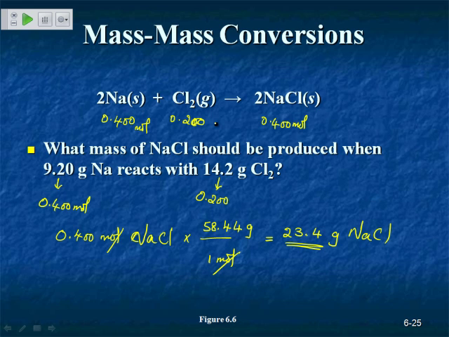0.200 moles of chlorine will tell you this should be 0.4 moles of NaCl, because you see the relationship is 1 to 2. So whatever amount of chlorine you have, double the amount of NaCl should be formed. If you use this one, you still have the same number. You need only the amount of one substance to calculate the amount of another. That's the beauty of stoichiometry. Just one is all you require, and here you have a choice which one you want to use.